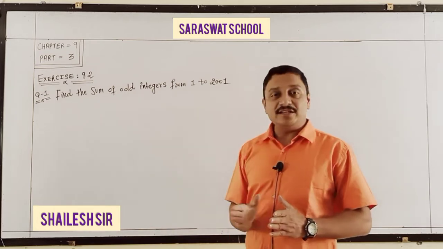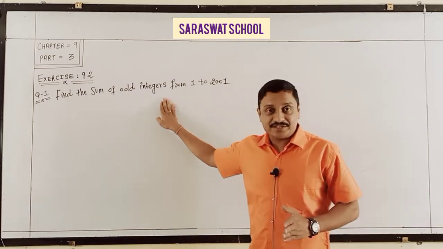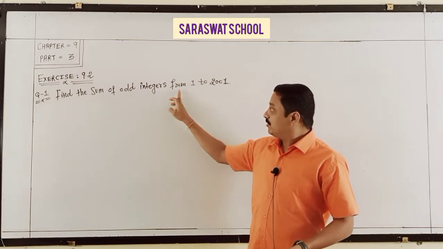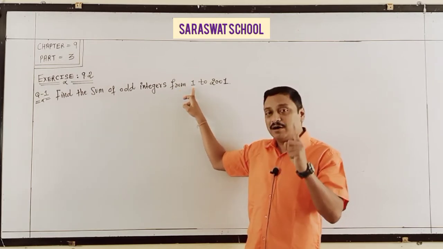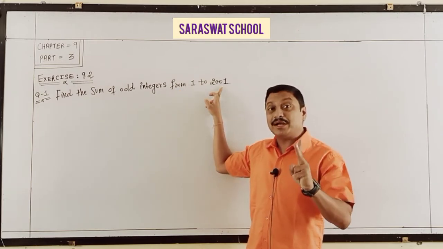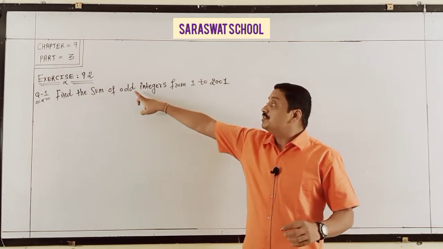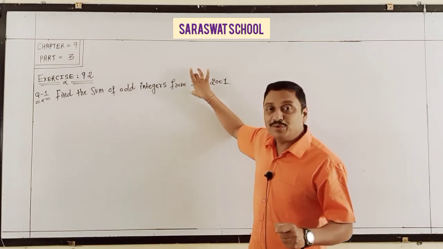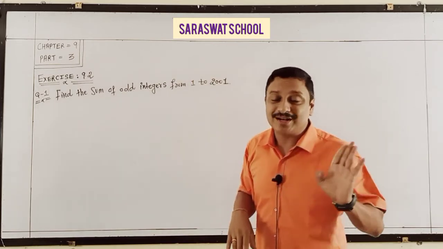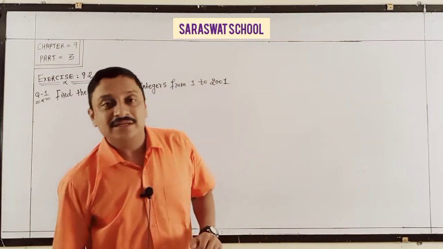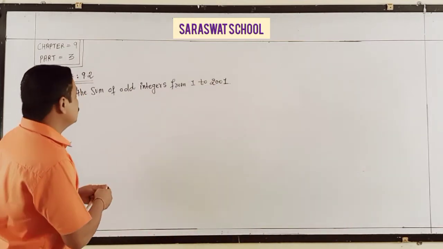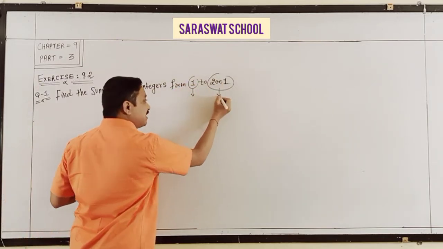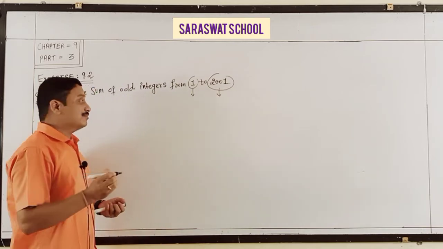The question is: find the sum of odd integers from 1 to 2001. Here, given "from", it means 1 is counted, 2001 is also counted, and all the odd numbers in between are counted. If the word "between" were given, then 1 and 2001 would not be counted. Here it is "from", so I apply it to 1, which is an odd number itself, and 2001, also an odd number itself, and all the numbers between.